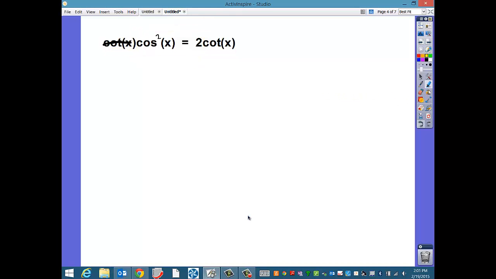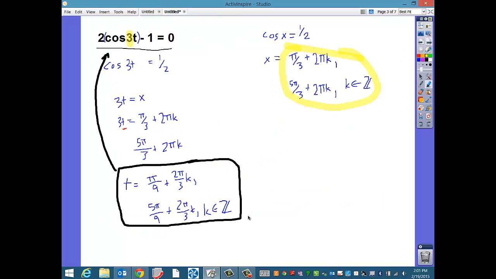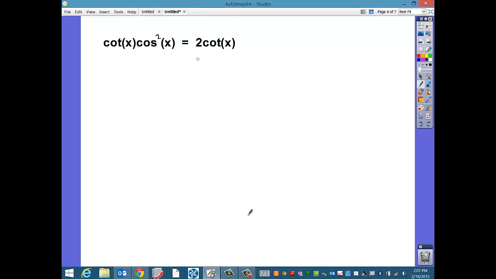So we got to back up here, and we're going to use this piece of advice right here. Get a 0 on one side and factor. Okay, so watch how this plays out. If we subtract this term from both sides, now you might be tempted to try to combine these terms, but they are not like terms. So we'll just have to write both of them out completely. Cotangent x times cosine squared x minus 2 cotangent x equals 0.